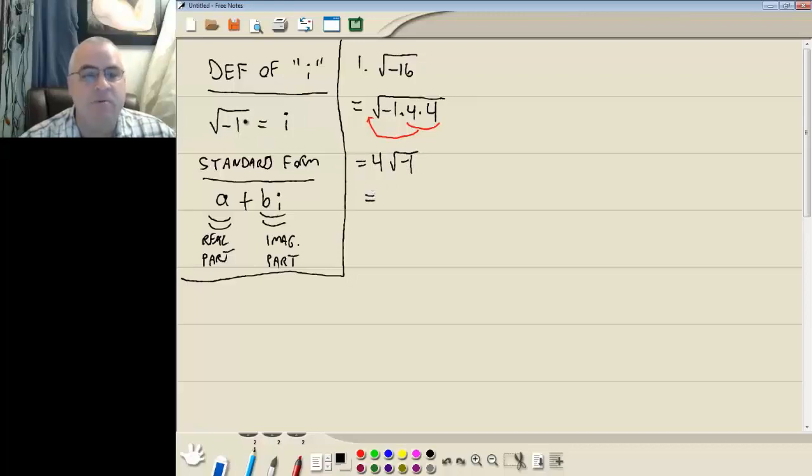And we just said that the square root of -1 gives us an i. So that gives us 4i. Basically, a negative inside of your square root just comes out in front as an i. You can think of it that way. You don't have to actually show that step each time.